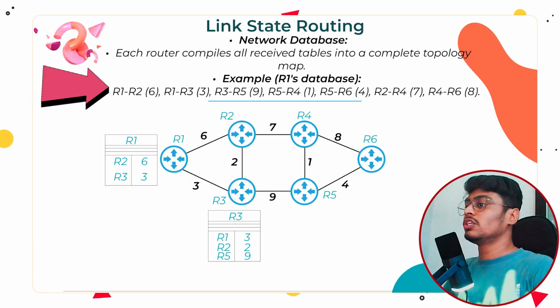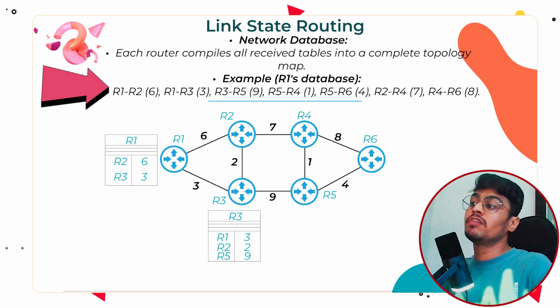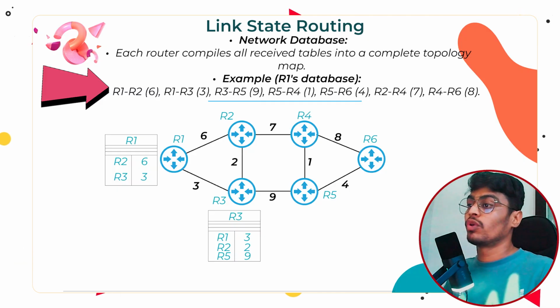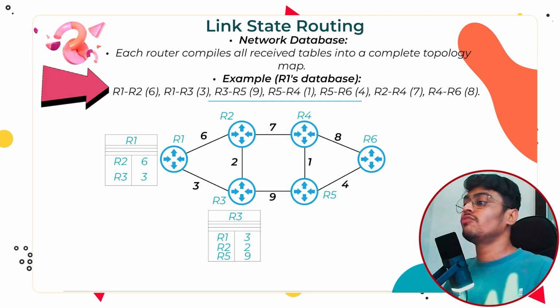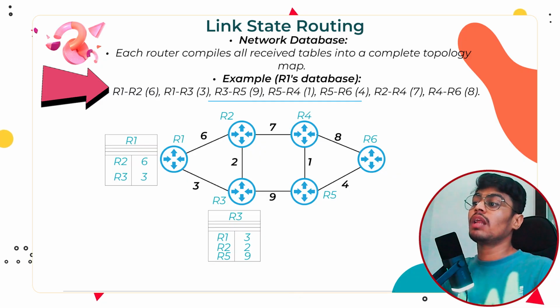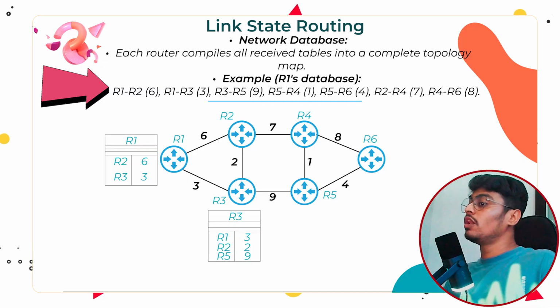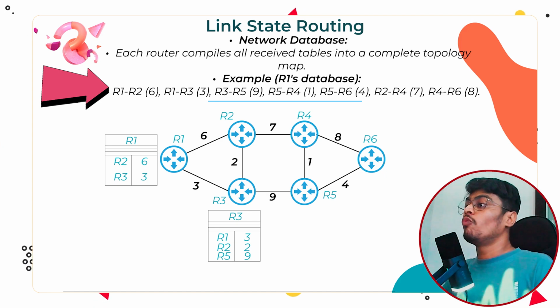R1 knows it's connected to R2 with distance 6, and R3 with distance 3. From R3's table, R3 is connected to R5, distance 9. From R5's table, R5 is connected to R4, distance 1, and R6, distance 4. From R2's table, R2 is connected to R4, distance 7. From R4's table, R4 is connected to R6, distance 8. This gives R1 global knowledge of the entire network topology. Now what is step 4?